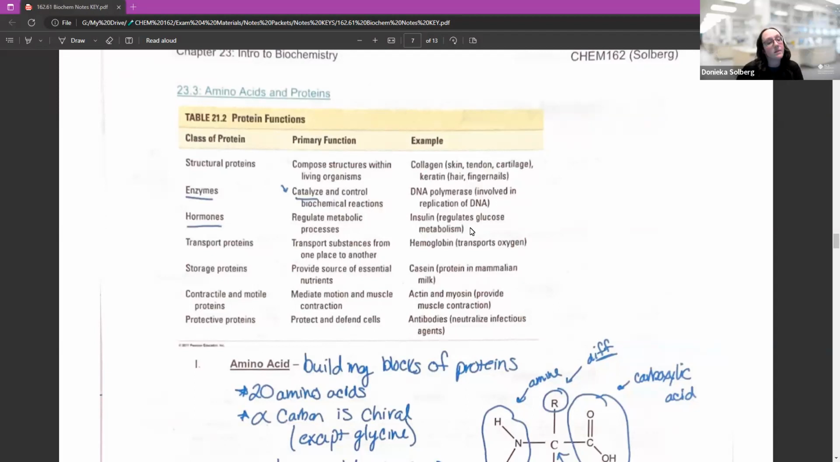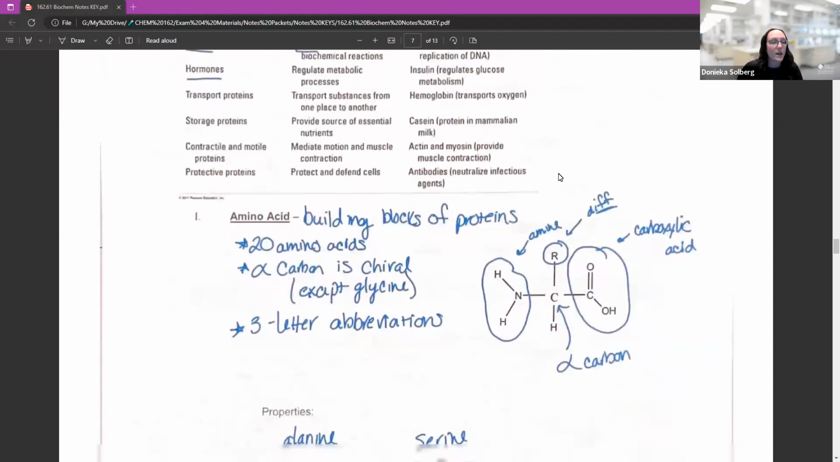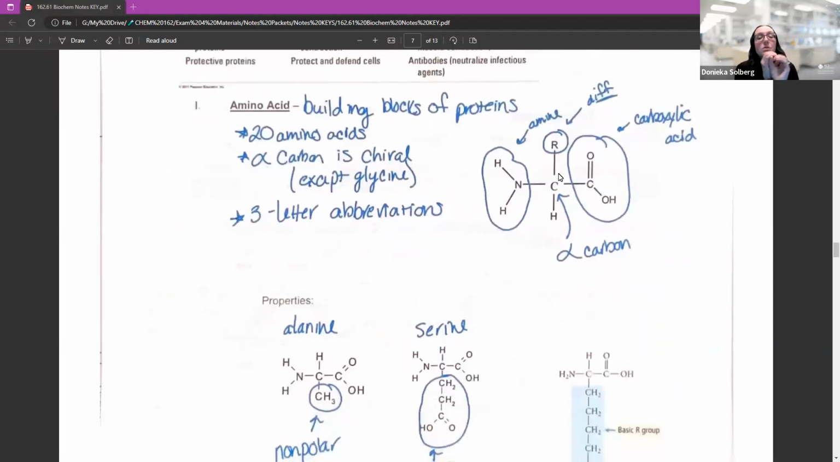So how do we make these proteins? We're going to start small again. Amino acids are the monomers, or we call them the building blocks of proteins. You stick a bunch of amino acids together and you end up with a protein. So an amino acid looks like this. It has some very specific parts to it. It has a carbon in the middle. We call this the alpha carbon.